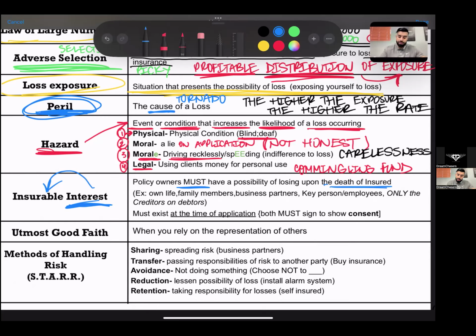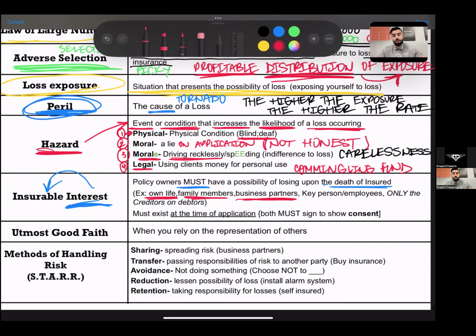For example, is there insurable interest in me putting life insurance on myself? Absolutely. Why? Because if I pass away, I don't want to leave my family a financial burden. I can put life insurance on my wife, on my mom. Is there insurable interest there? Absolutely. Why? Because if they were to pass away, I'm financially responsible for taking care of whatever needs to be taken care of.